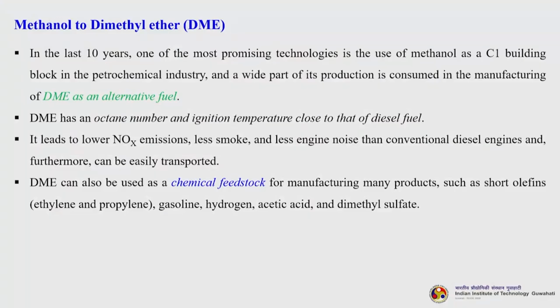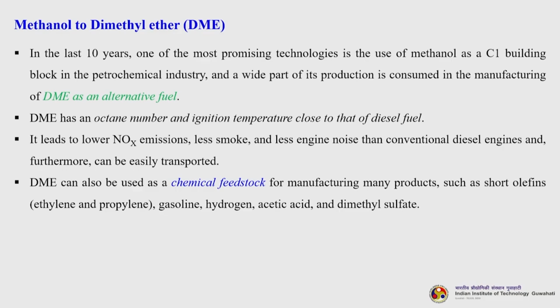The next is methanol to DME, dimethyl ether. In the last 10 years, one of the most promising technologies is the use of methanol as a C1 building block in the petrochemical industry, and a wide part of its production is consumed in the manufacturing of DME as an alternate fuel. DME has an octane number and ignition temperature close to that of diesel fuel, which is why it is so important.